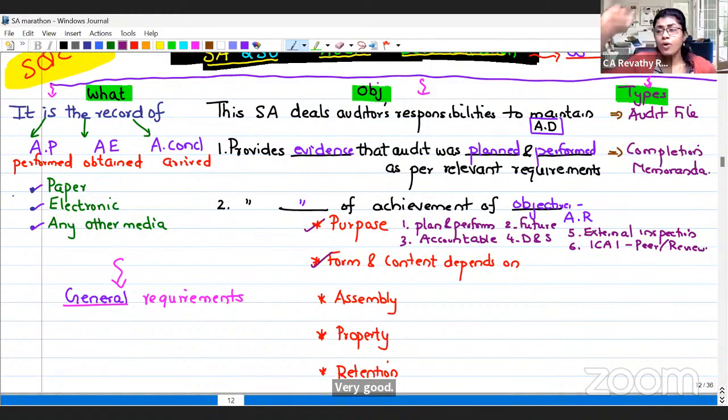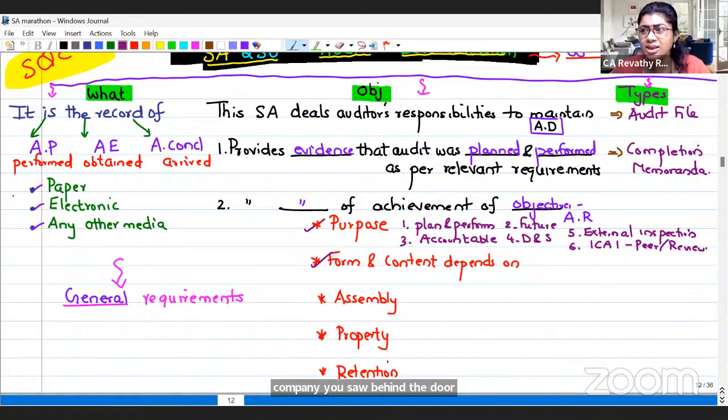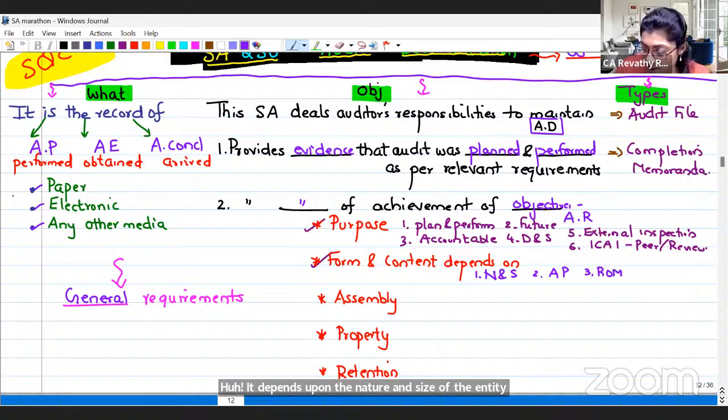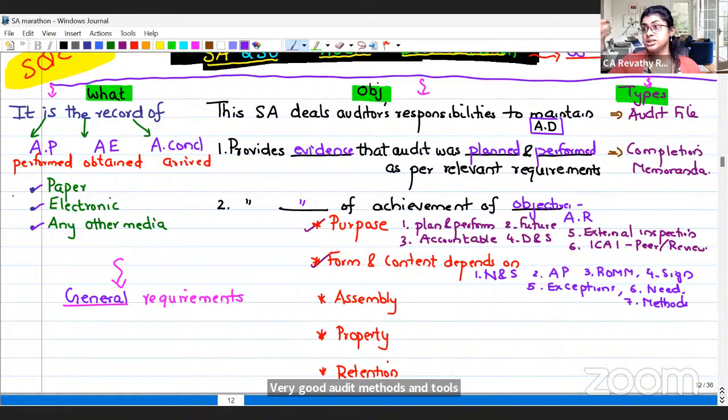Now, form and content of audit documentation. Think of Infosys documentation, and that small company you saw behind the door. Will the documentation be the same? No. Form and content of documentation depends upon certain factors. What are those? It depends upon the nature and size of the entity, audit procedures to be performed, risk of material misstatements, significance of evidence obtained, exceptions identified. What else? But one thing I left off. Very good. Audit methods and tools. CAAT, computer assisted audit technique.